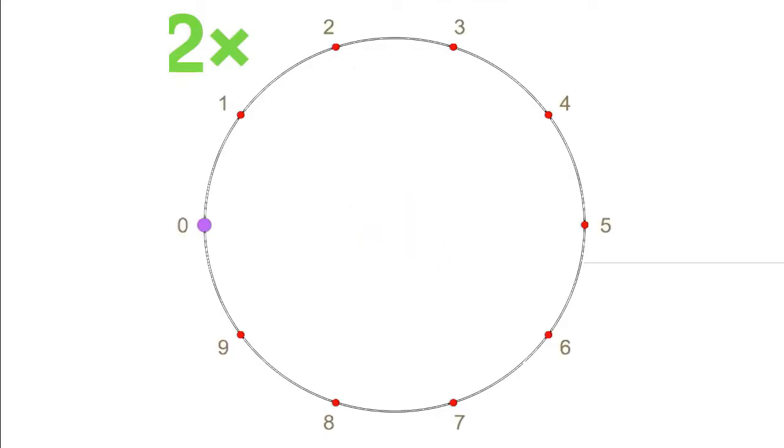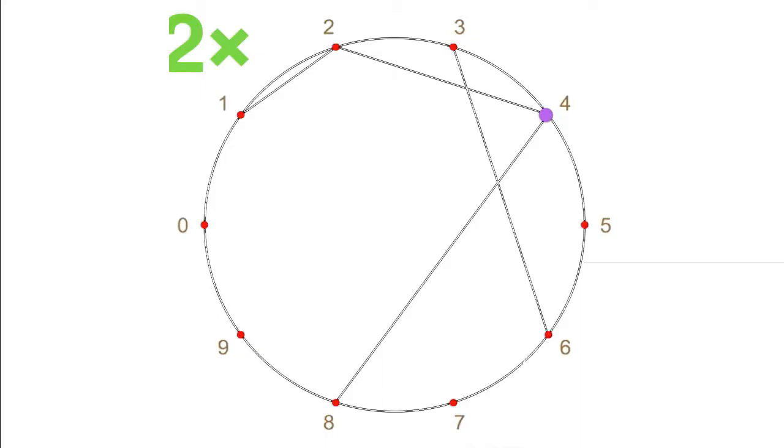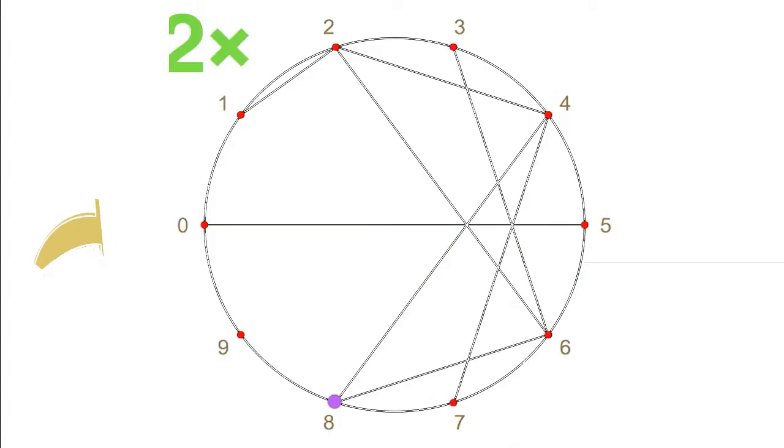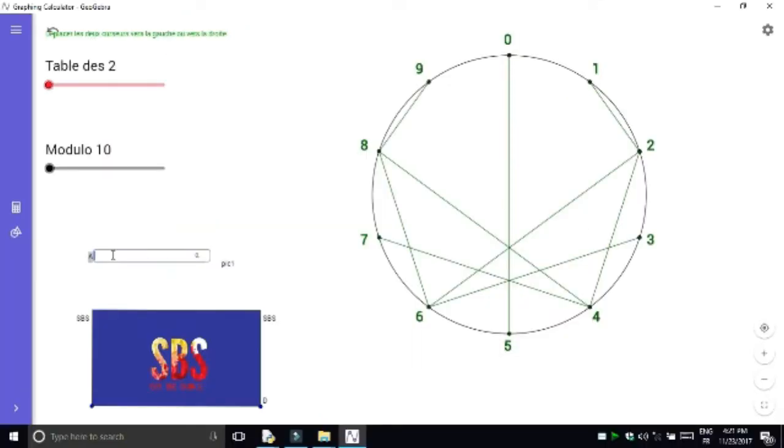2 times 0 is 0. 2 times 1 is 2, so we connect 1 with 2. 2 times 2 is 4, so connect 2 with 4. 2 times 3 is 6, connect 3 with 6. 2 times 4 is 8, connect 4 with 8. And continue doing this until we get back to 2 times 10 is 20, so it's still on that point. 2 times 11 is 22, in the same line, and this shape will continue to show up. So that's the shape of the 2 multiplication table.